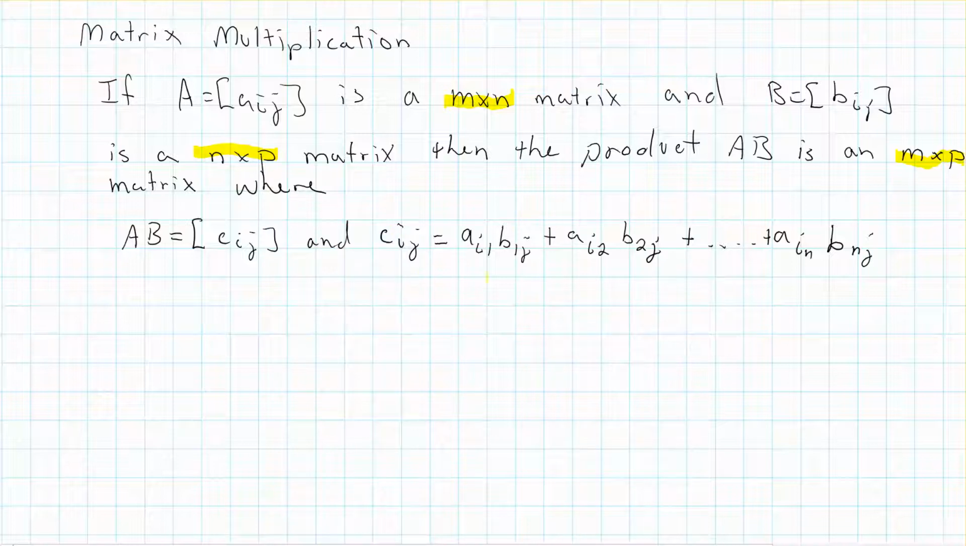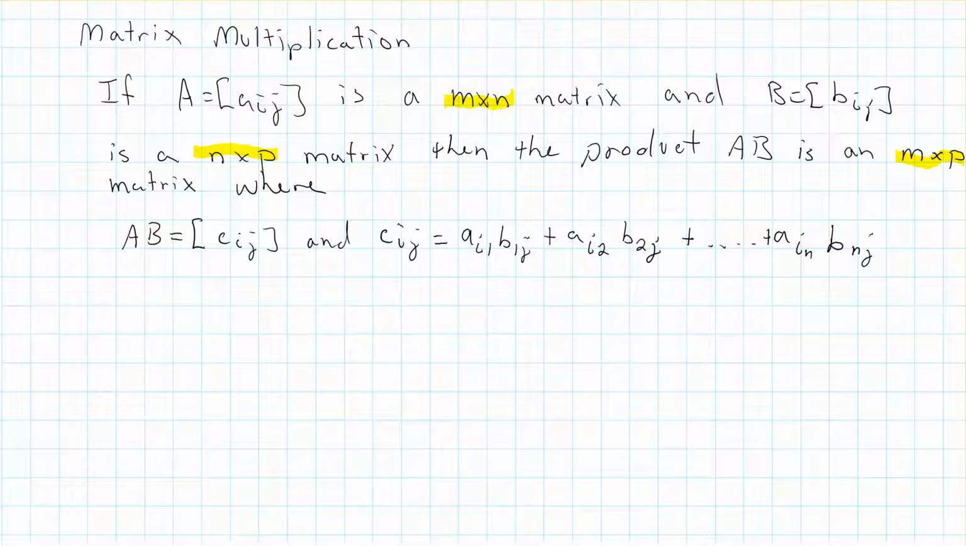And it looks really complicated, but once we do some examples, you'll see it's really not as bad as you might think. Cij is going to be a_i1 b_1j plus a_i2 b_2j plus so on and so on until you have a_in times b_nj.